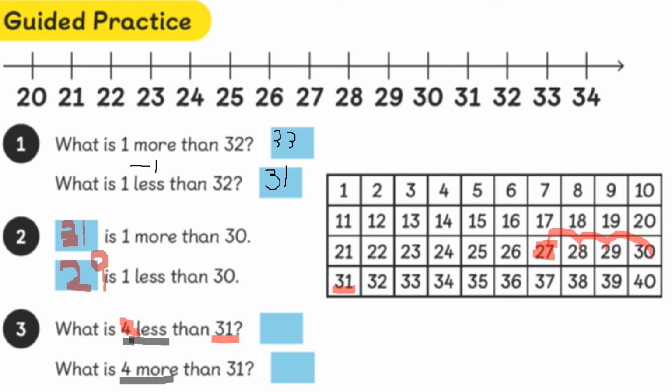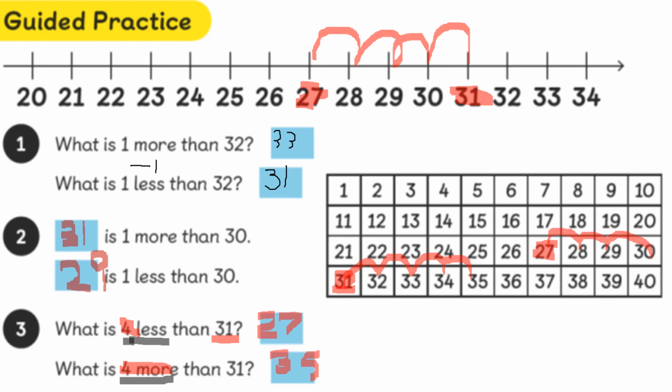Let's do it on here. Let's find 31. I'll do my jumps. I need to do 4 jumps because I'm taking away 4. 4 less. 1, 2, 3, 4. Yeah, it's 27. Okay, so I'll put 27. And then we need to find 4 more. We know more means it's getting bigger. So we're at 31. Let's do 4 jumps forward. 1, 2, 3, 4. 35.